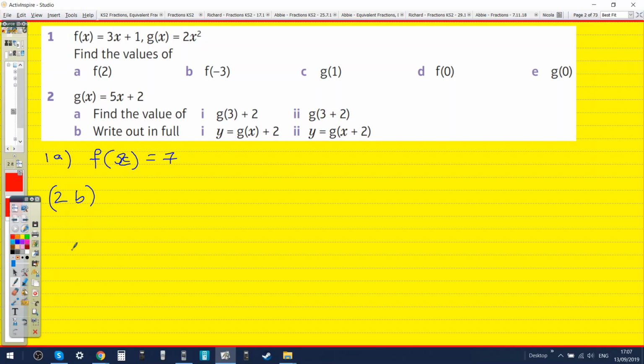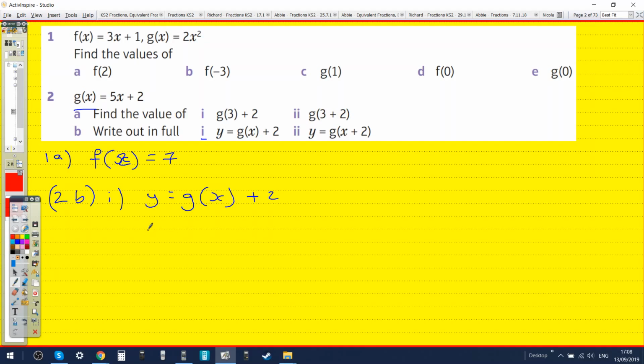Find the value of, okay. 2B. Wait, so x equals g(3) plus 2? No. I don't understand the layout. So y is equal to the g of x plus 2. Not sure. What is the g of x? Oh, okay, 5x plus 2.